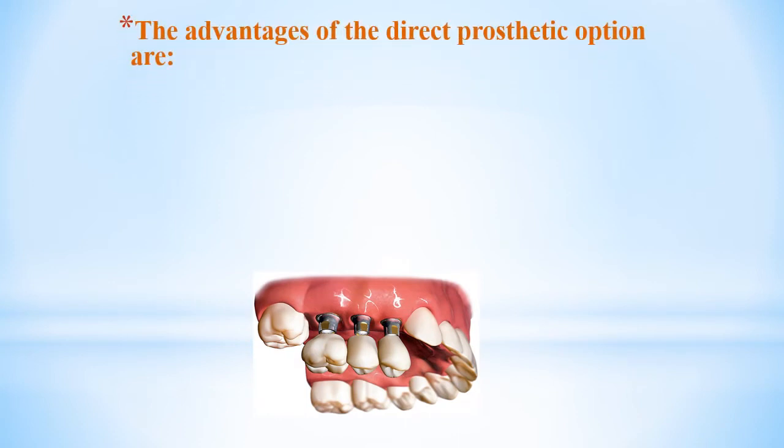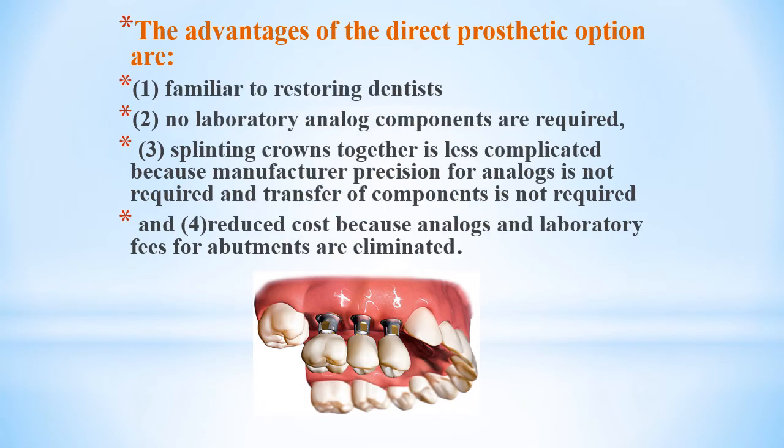The advantages of direct prosthetic options are that they are familiar to the restoring dentist, no laboratory analog components are required, splinting crowns together is less complicated because manufacturer precision for analogs is not required and transfer of components is not required, and lastly, reduced cost because analogs and laboratory fees for abutments are eliminated.